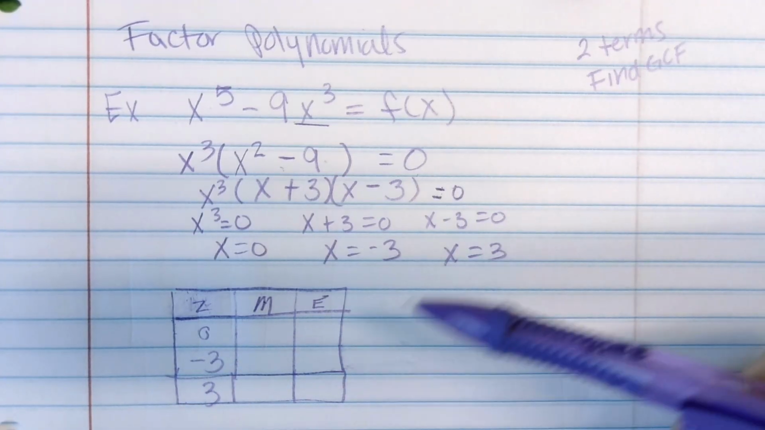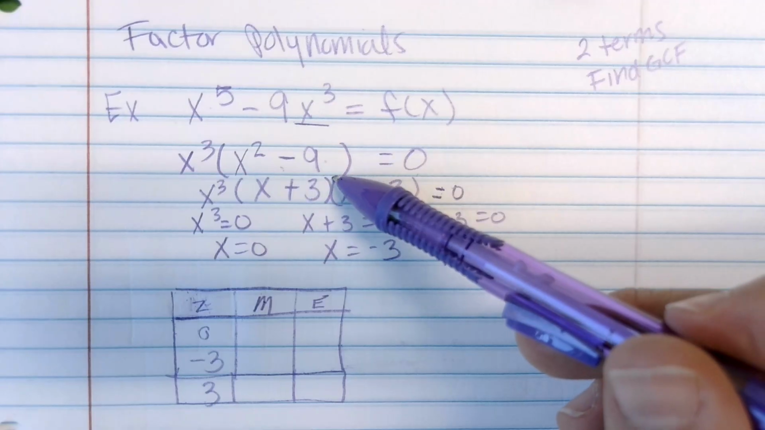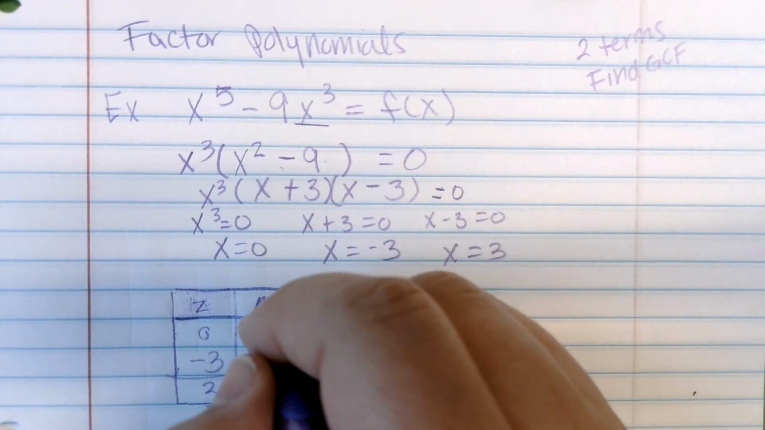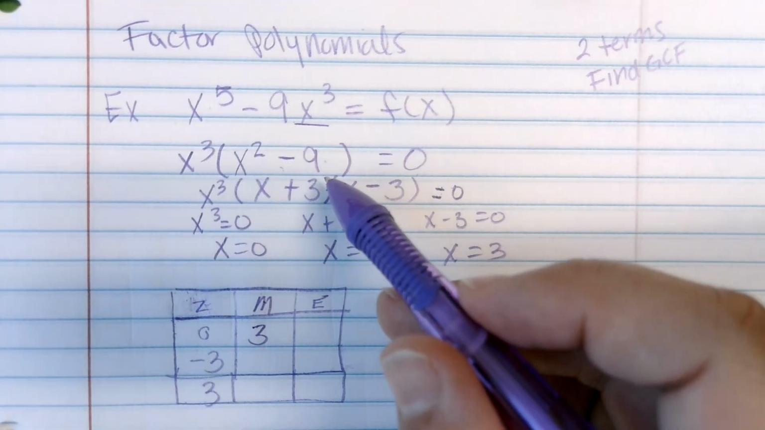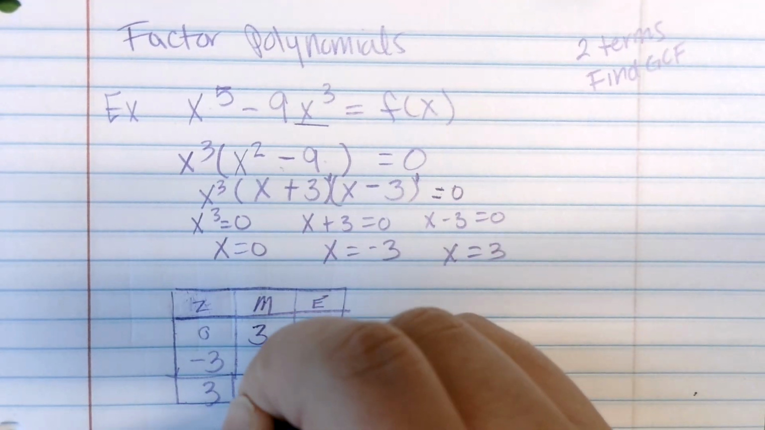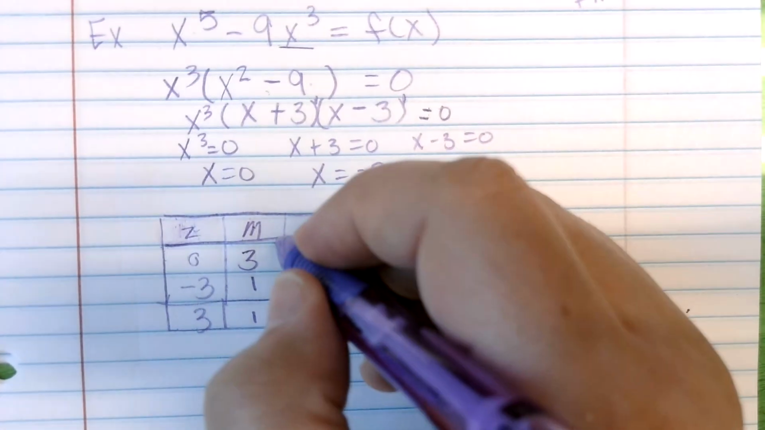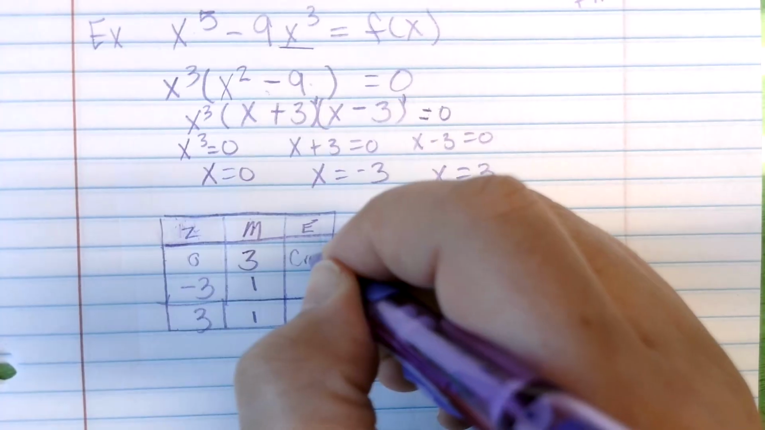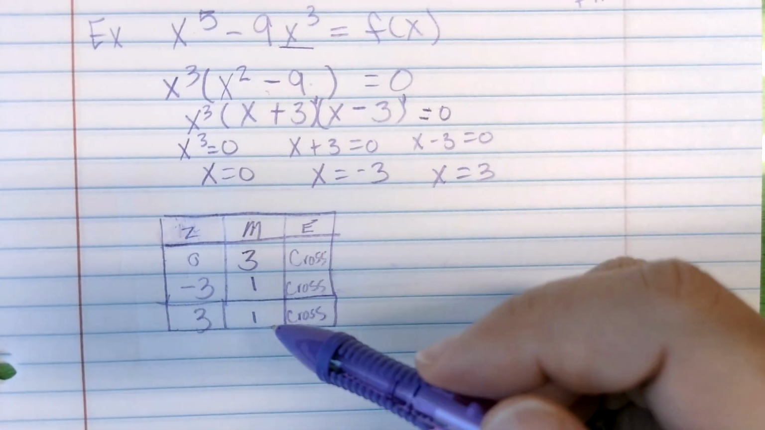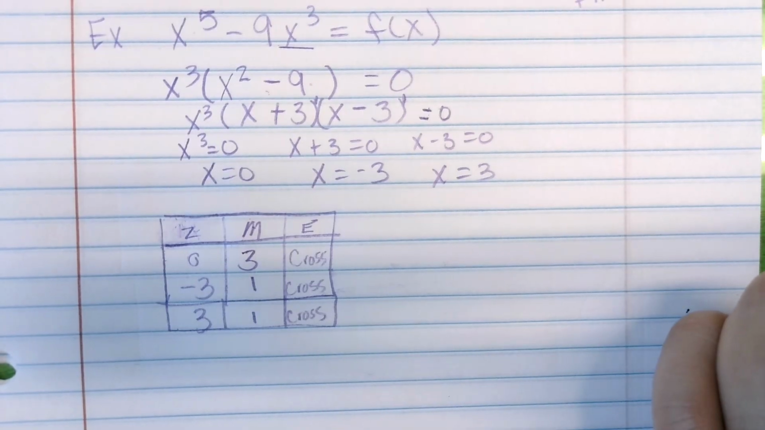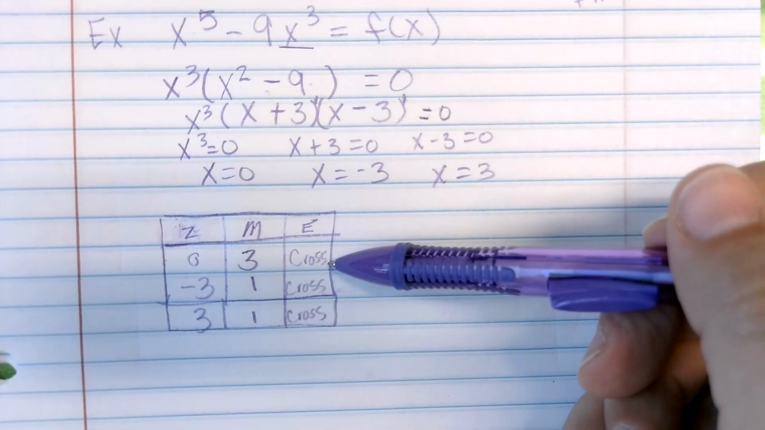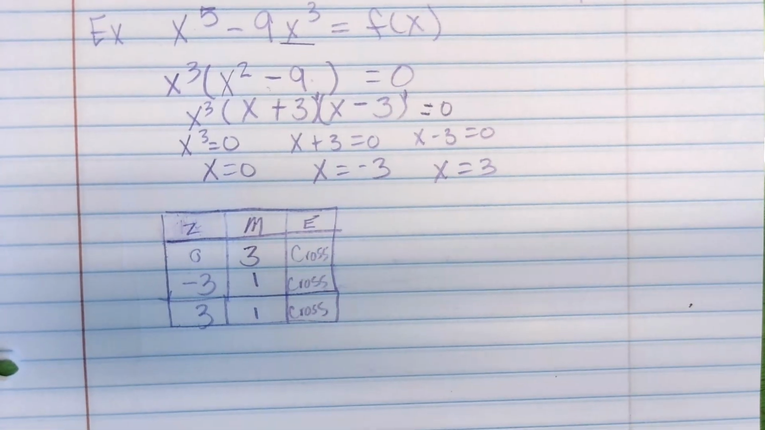Now you're going to go back to its factored form and look at the powers on the factors. At 0, we have a power of 3, so this is a multiplicity of 3. At negative and positive 3, they both have a power of 1, so their multiplicity is 1. Because they all have odd multiplicities, they all cross the x-axis. If you had an even multiplicity, you would write bounce, because it's going to touch it and come back up. But these are all going to cross straight through the axis. This one does cross a little fancy because it's a power of 3, but that's okay.